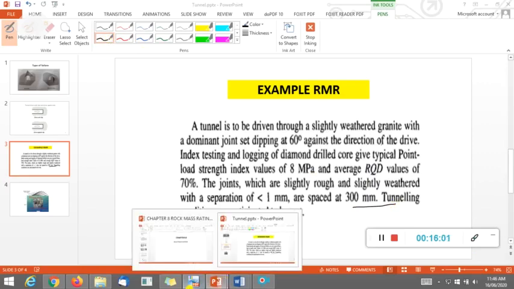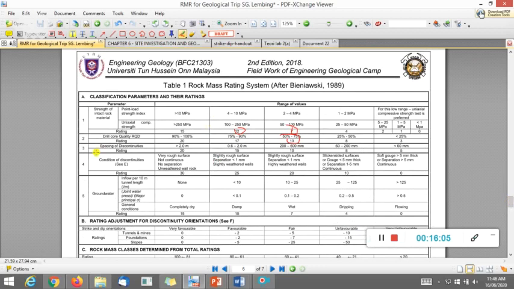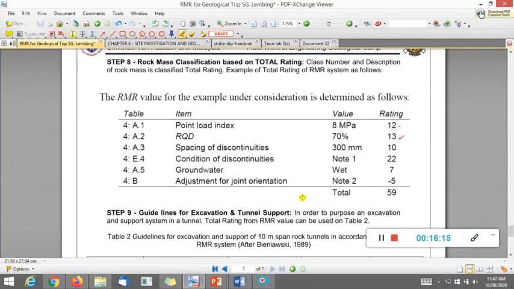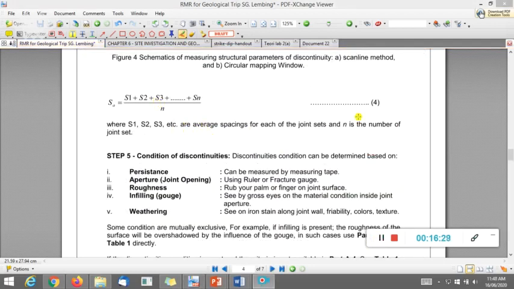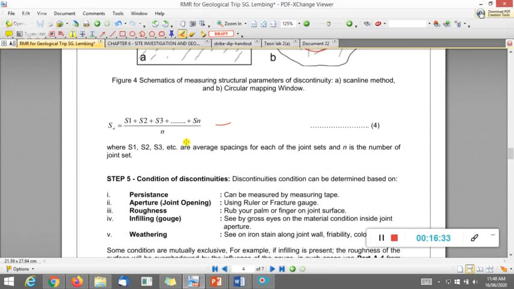So you just go to table 1, go to the third one, spacing of discontinuities. So 300 is here. So the rating is 10. Is it correct? Okay, correct. The rating number is 10 because the average of spacing is about 300 mm. So for spacing of discontinuities, you need to get the average.